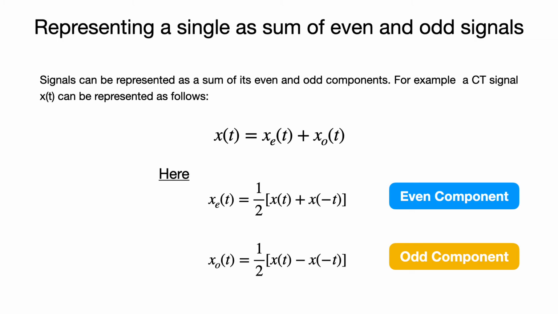These are very simple. xe is equal to 1/2 times the sum of the original signal and its reflected variant, right? While xo(t), the odd component, is 1/2 times the original signal minus its reflected variant, right? Very simple. Now let's see an example.